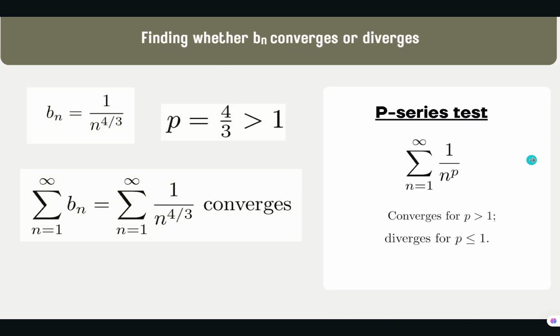Now, what we can see here is that b_n is 1 over n^(4/3), and that sets up almost exactly the setup we need for the p-series test. It is 1 over n to the p, where p is a number, and this number is 4/3. So we use the p-series test and find out that 4/3 is greater than 1. And since 4/3 is greater than 1, that means that this series converges. So the sum from n equals 2 to infinity of b_n, or 1 over n^(4/3), converges.